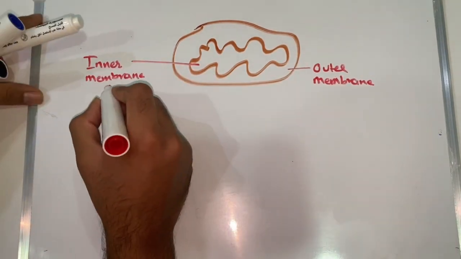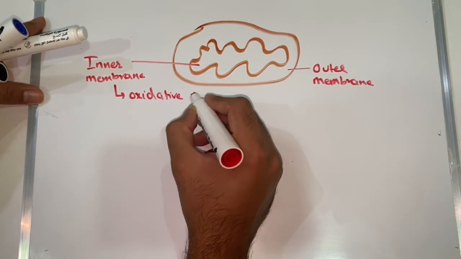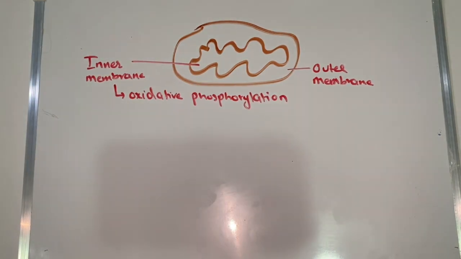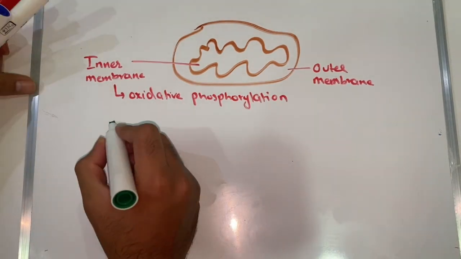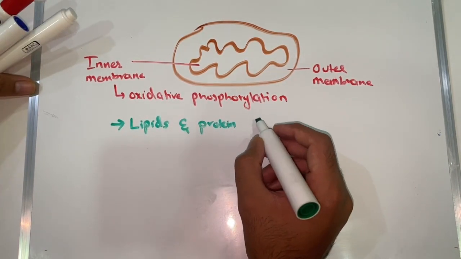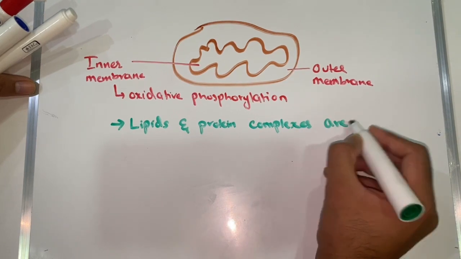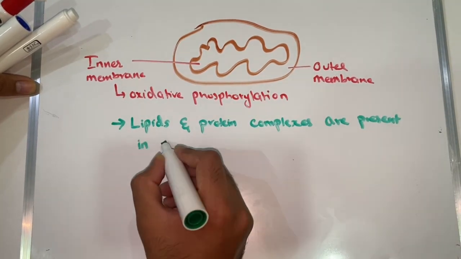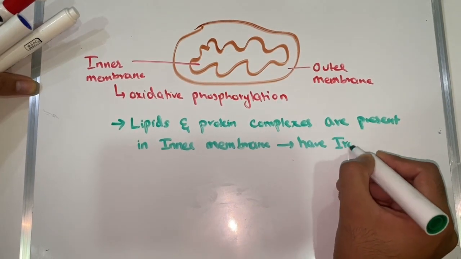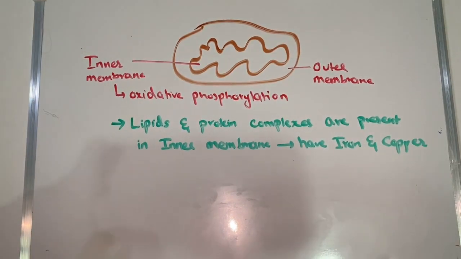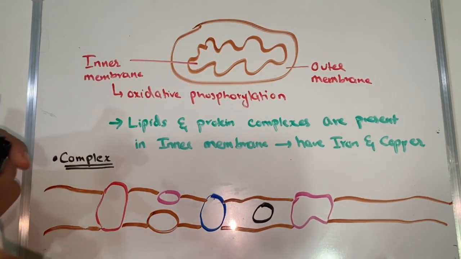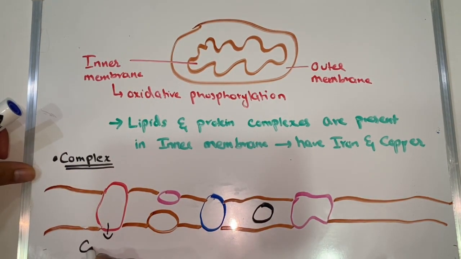And the most important oxidative phosphorylation happens in the inner membrane. There are complexes present in the inner membrane, some coenzymes, some cytochromes. The complexes are made up of lipids and proteins which have copper and iron. In total, there are 5 complexes, but 4 take part in oxidation. So let's start oxidation first.